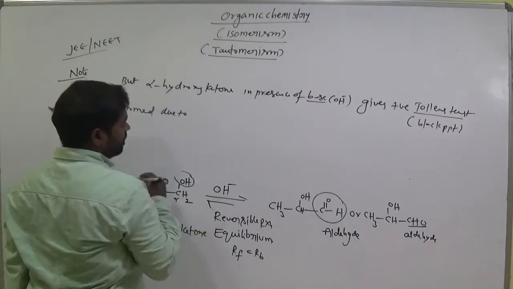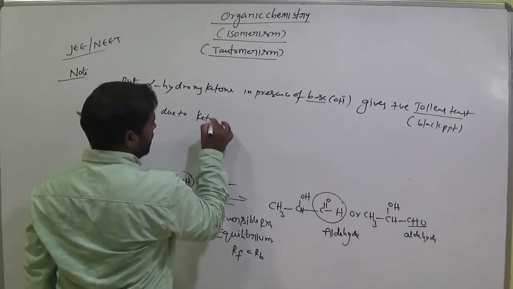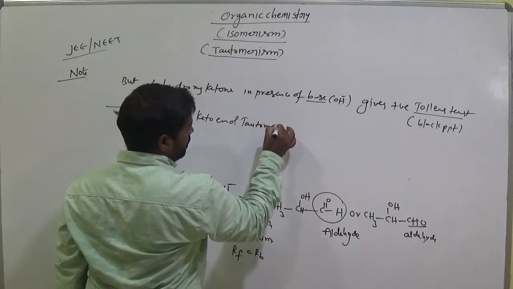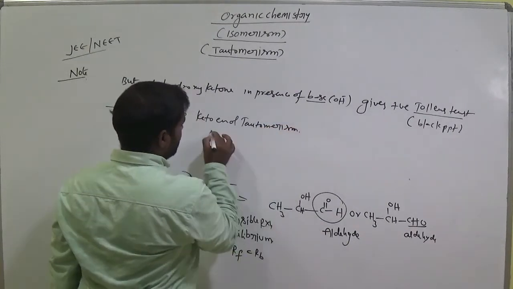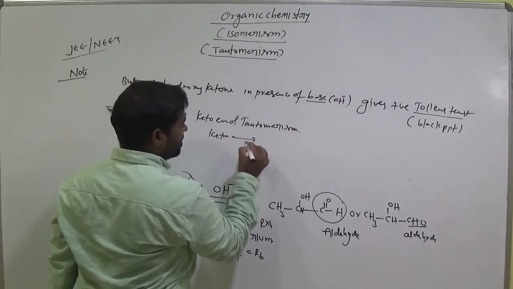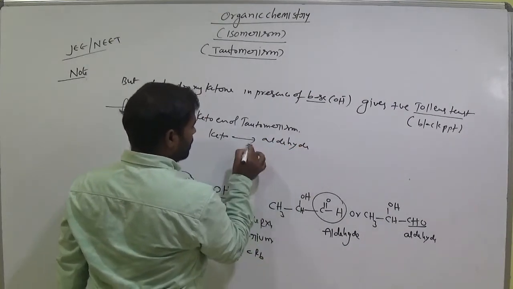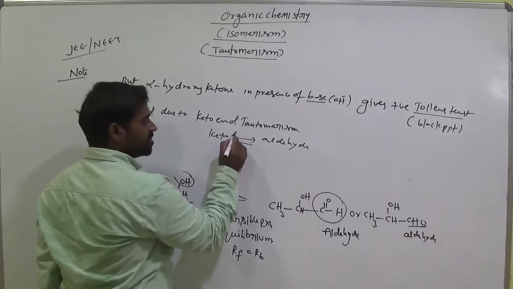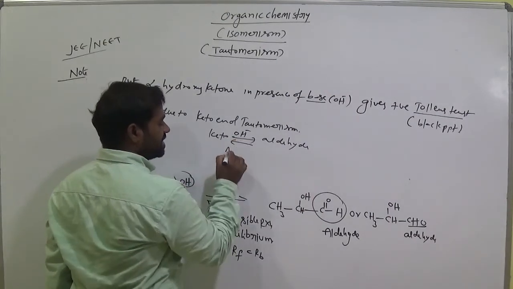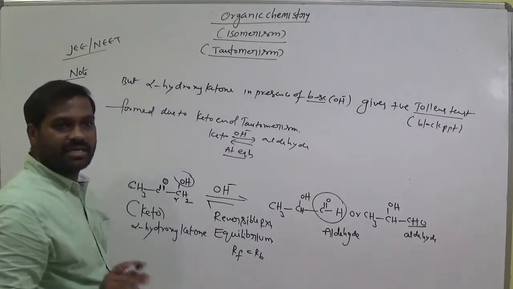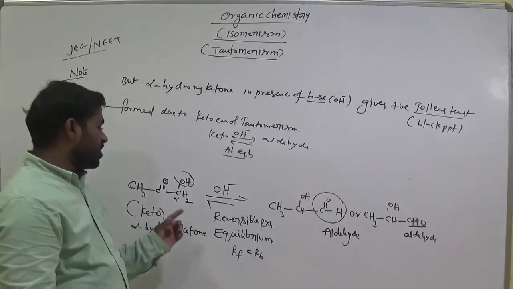Due to keto-enol tautomerism, that is, keto group converted into aldehyde. Keto group converted into aldehyde at equilibrium. These both are interconvertible. Am I right? Clear? So here what happened?